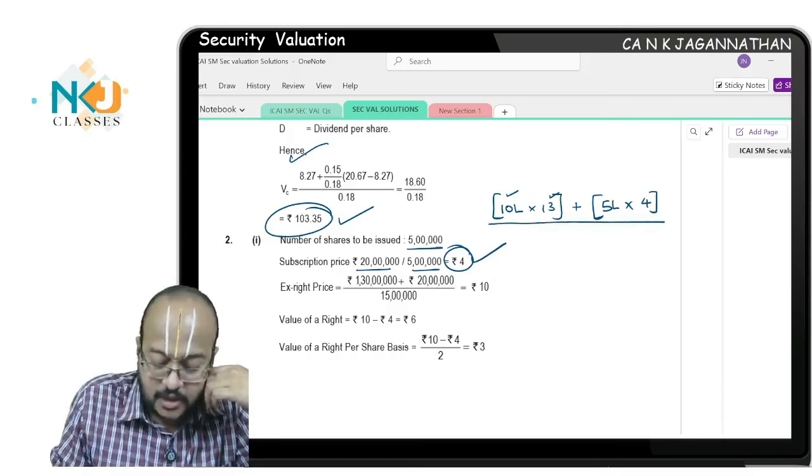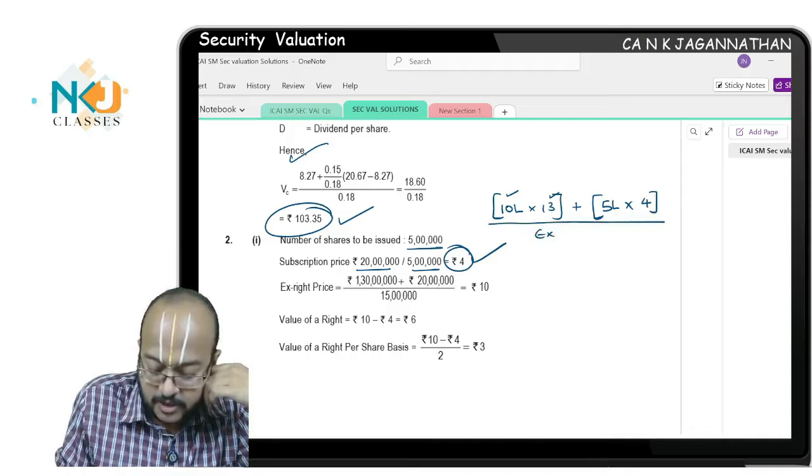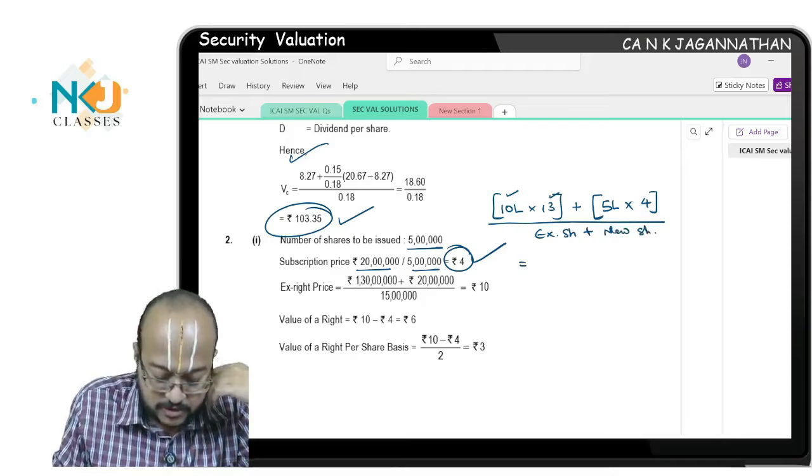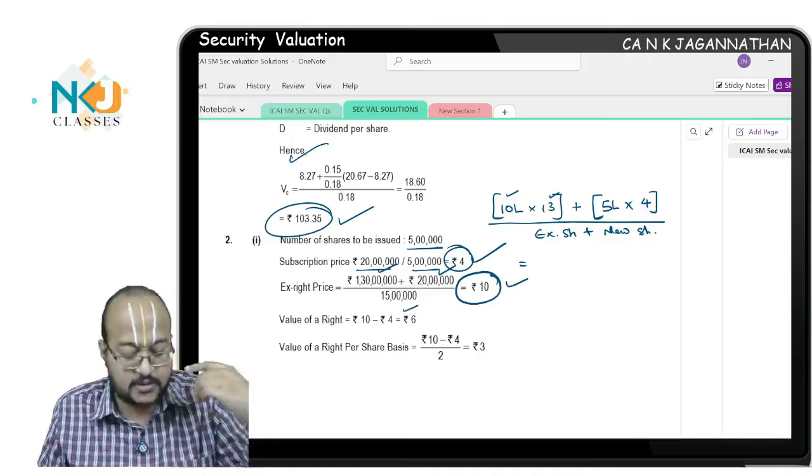The whole divided by what is the denominator? The denominator is existing shares plus new rights shares issued, which is the total number of shares outstanding. So 130 lakhs plus 20 lakh divided by 15 lakhs, 10 rupees. This is the ex-rights price.